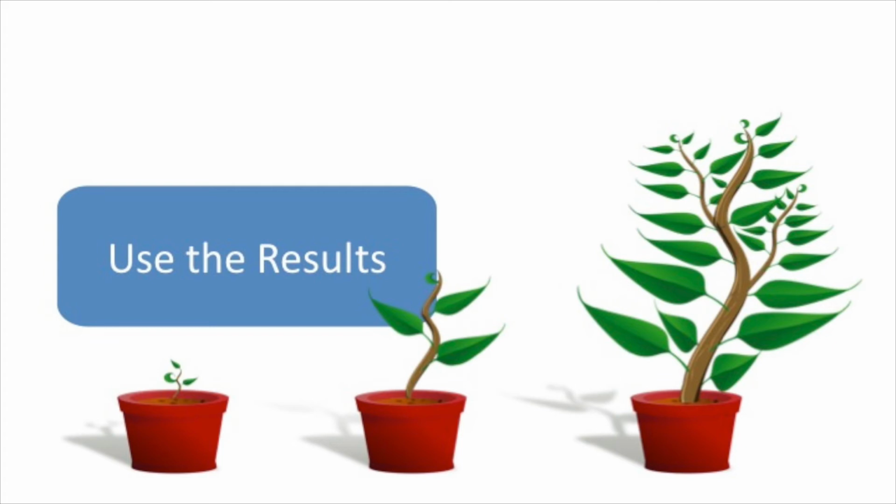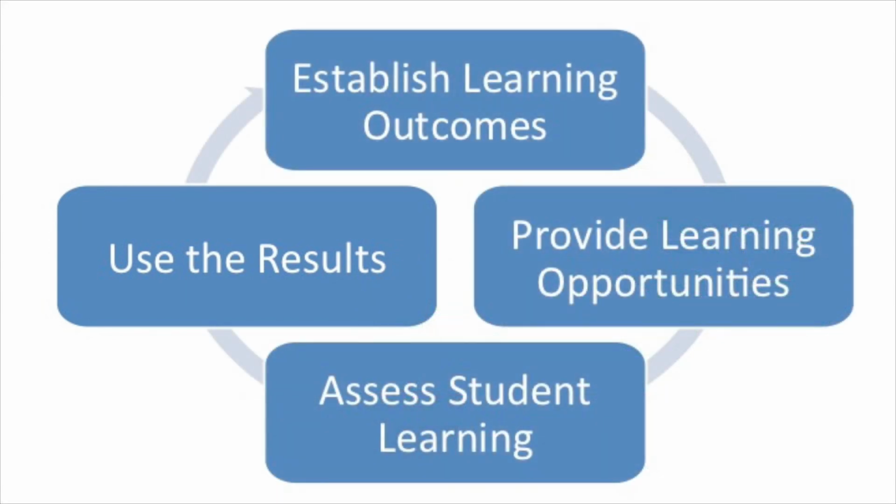So for instance, are you going to change the order of your class? Are you going to spend more time on one topic and less on another? Are you going to give more opportunities and different opportunities for students to be able to develop these skills? But whatever you're going to do, use these results, because after you use the results, we go back to the beginning of the cycle. We make sure that our learning outcomes are still appropriate. We might need to change them. And then we make sure that we provide learning opportunities, we assess it, and we use the results. Assessment is an iterative process that helps everyone do better.